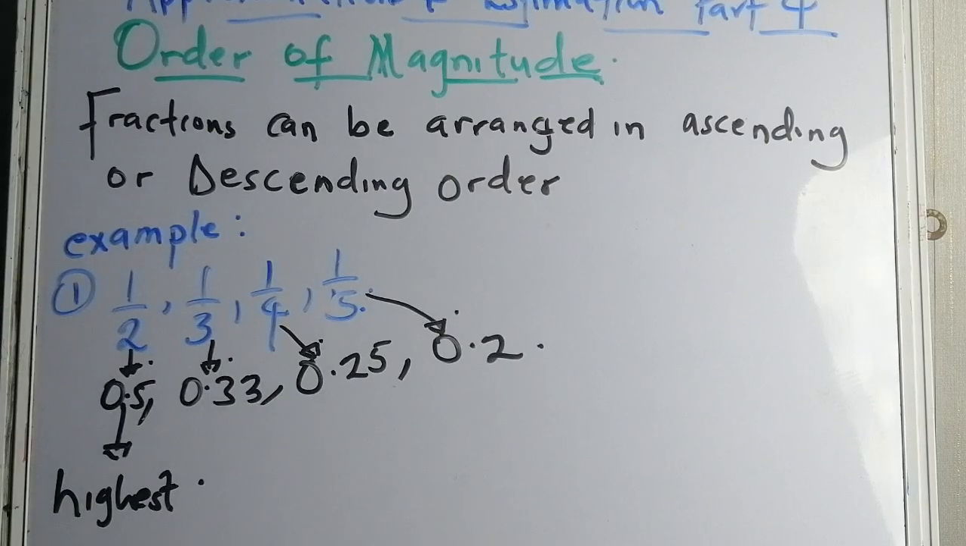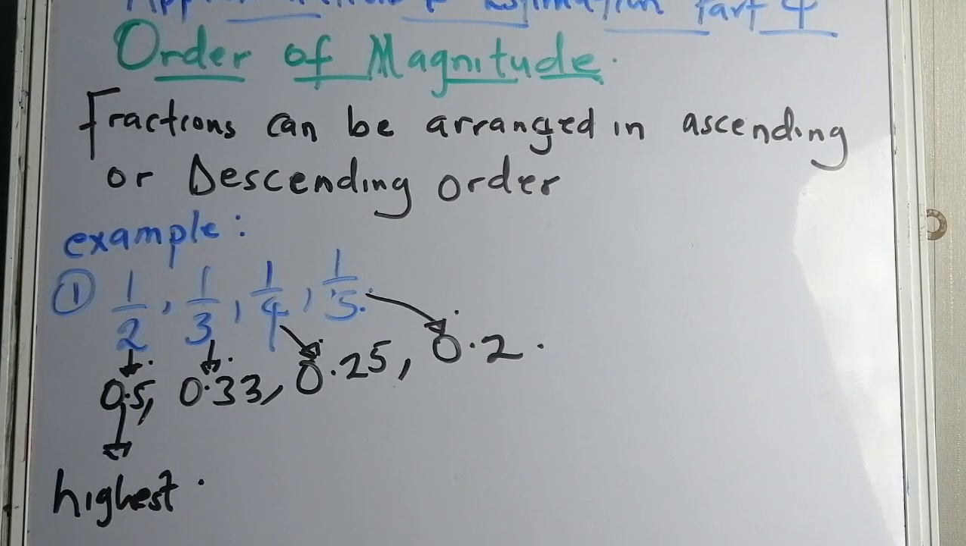Okay, so that is the highest. That is how you can know the order of magnitude of a fraction. It's very common in past questions. They can ask you to arrange in ascending order or arrange in descending order. So if you look at it, after the point is 5, so it means this is the highest. There's nothing like 5 here.